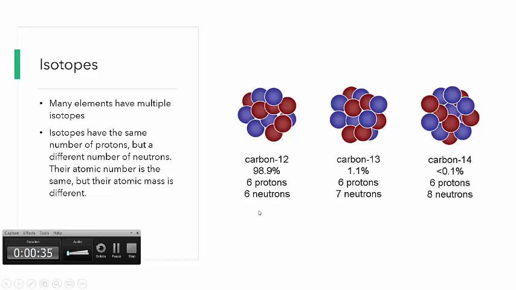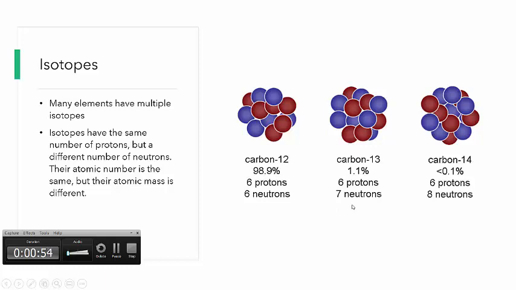So we can see in the picture here, these are three isotopes of the element carbon. The carbon that you're familiar with would be carbon-12, and that's got 6 protons and 6 neutrons. So most of the carbon that's on Earth is this type of carbon with 6 protons and 6 neutrons. That type of carbon is stable.